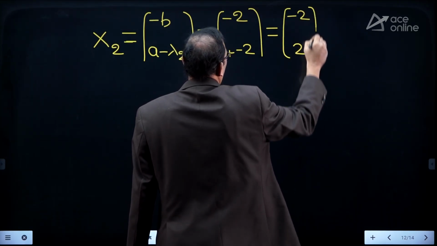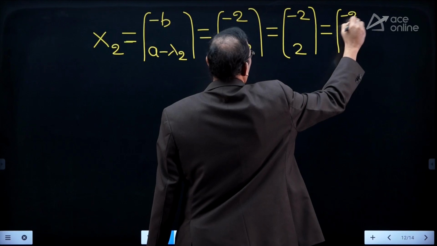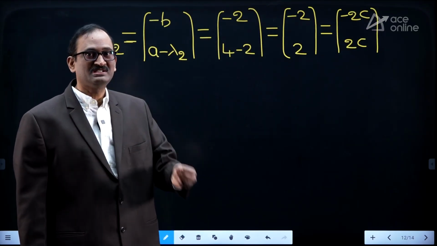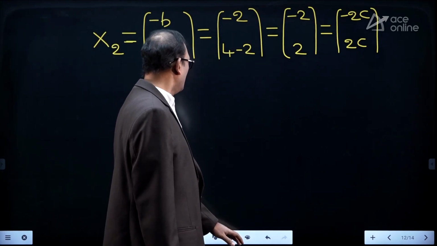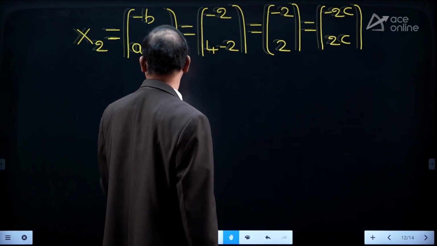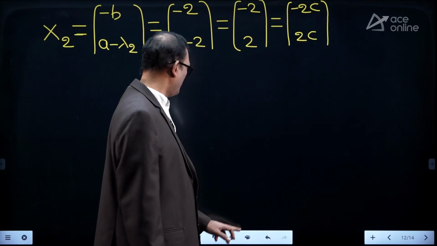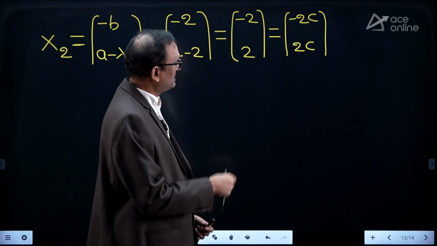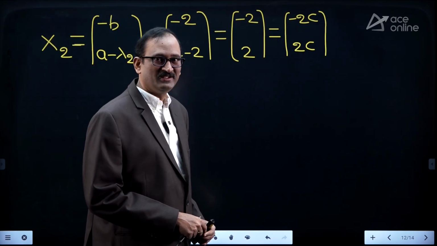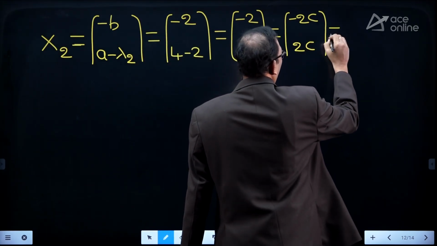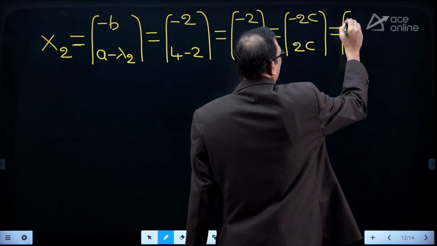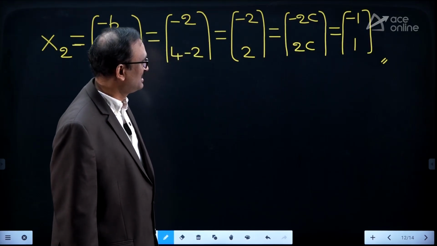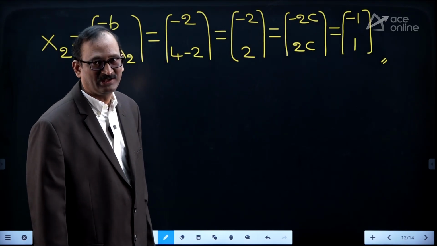minus 2, 2. As I told you already, if your original eigenvector is multiplied by any non-zero real number, that should also be the eigenvector corresponding to the same eigenvalue. In order to make it as 1, I will multiply c by 1 by 2. So if I multiply c by any real number, you can write in place of c. If I multiply c by 1 by 2, I'll get minus 1, 1. This is the eigenvector corresponding to the same eigenvalue.